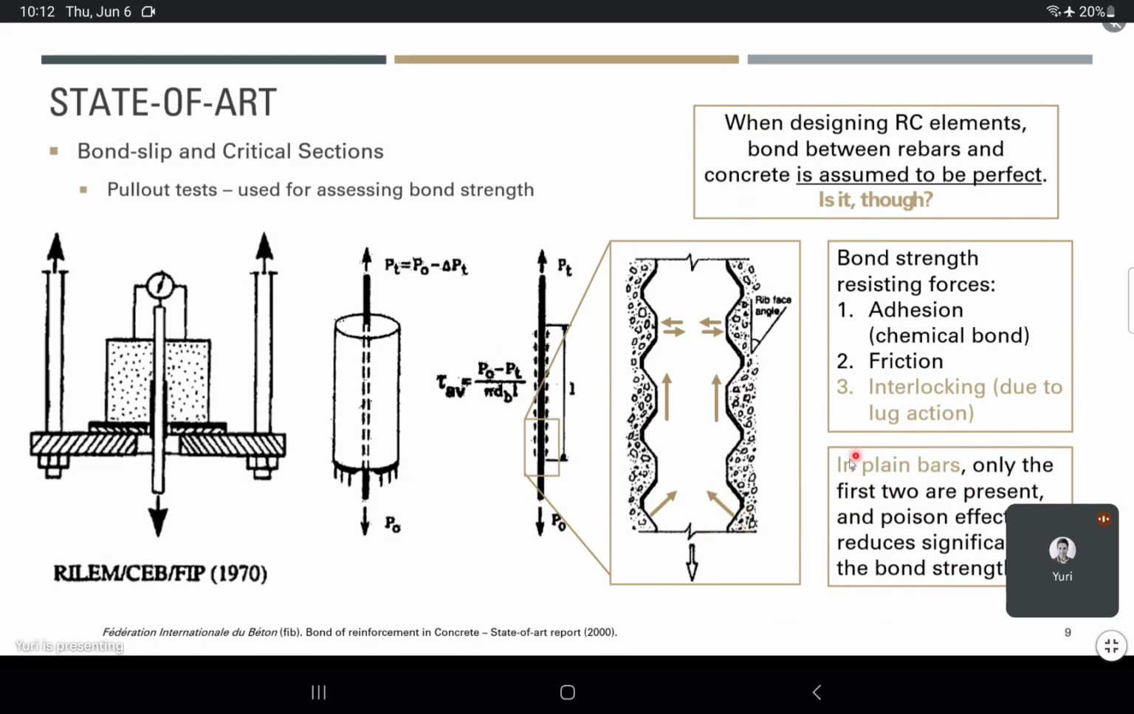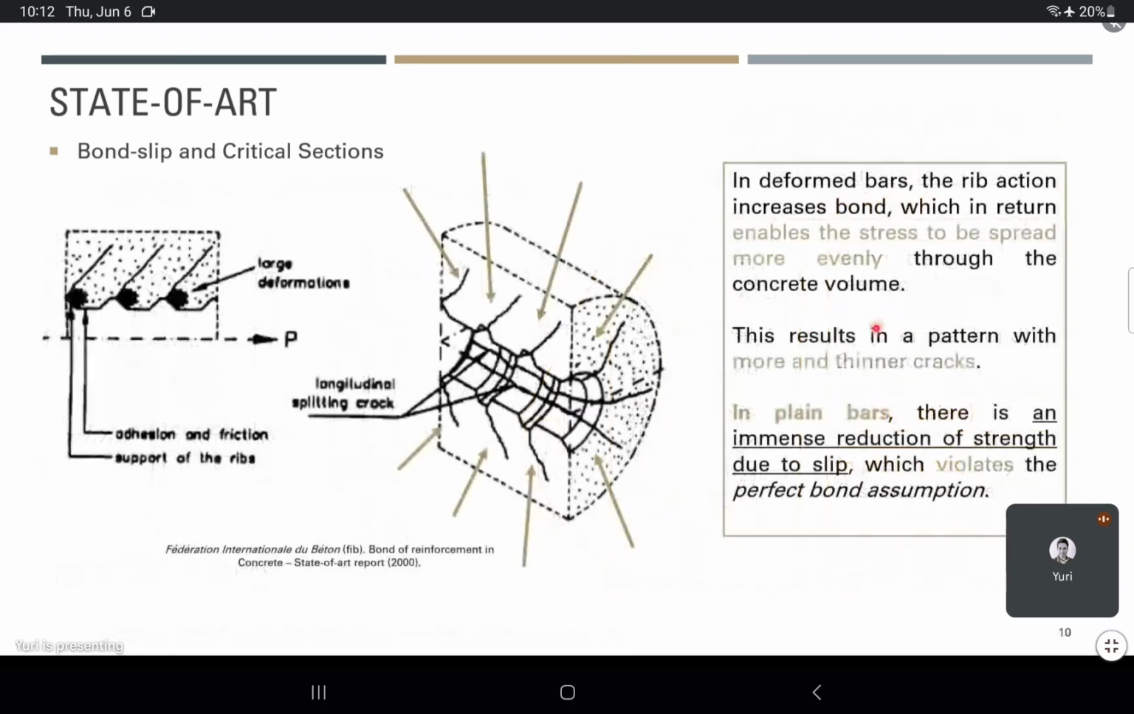Okay, in plain bars, on the other hand, we don't have that. We have a smooth surface. And this is a very concerning problem because the only two resistant forces are these two previous. And when we have pretty much slip, these forces drop significantly. Okay, so this is a very major problem.